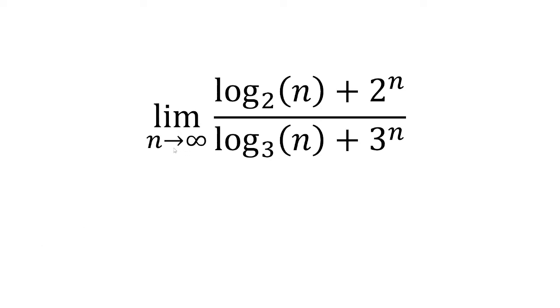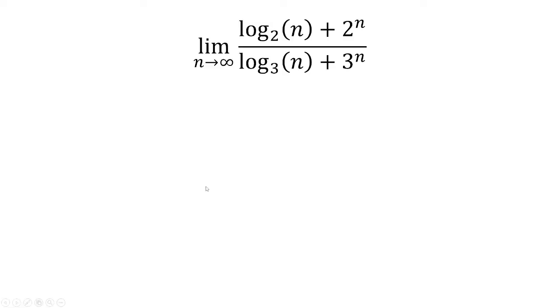In this video, we want to find the limit as n approaches infinity of (log base 2 of n plus 2 to the n) over (log base 3 of n plus 3 to the n). The key to solving this is to factor out a 2 to the n and 3 to the n from the top and the bottom.